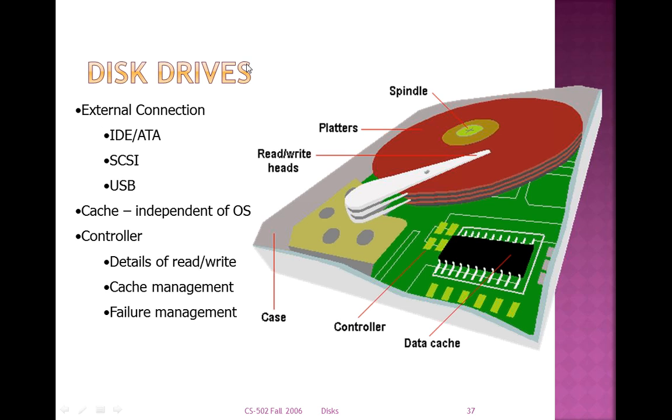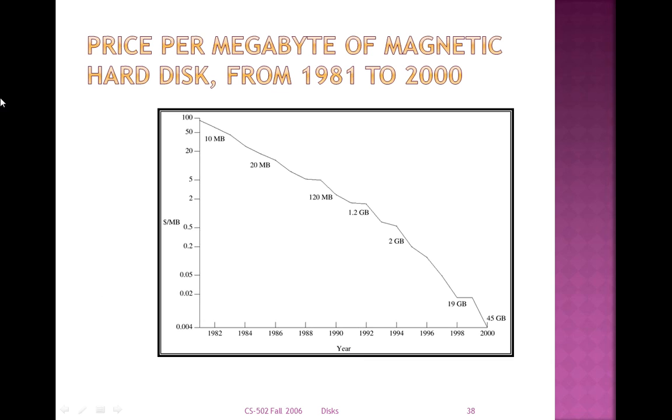There are multiple parts. As I told you, there is a spindle, a platter, read/write heads, a case, a controller, and a data cache. External connections are IDE, ATA, SCSI, USB. IDE is integrated drive electronics, then ATA, then SCSI, USB. These are the controllers, these are the details: cache memory, case, controller, data cache.